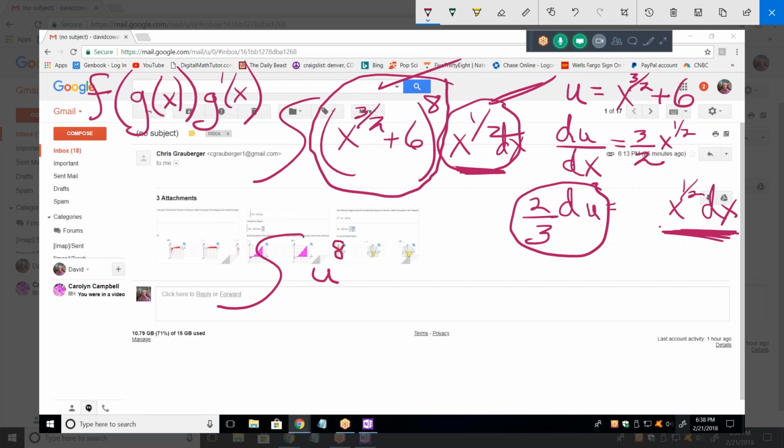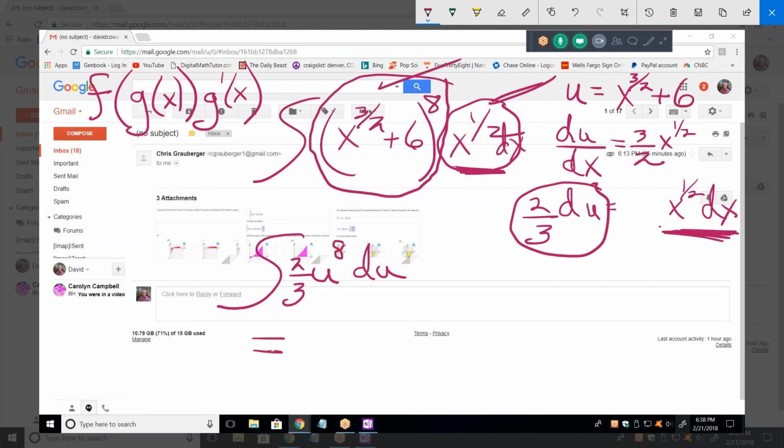That's the only reason we're using u substitution here, because of that 8. Otherwise, we could multiply this polynomial together and just do it as a polynomial. So that's going to be times 2/3 du. I'm going to put the 2/3 there, and I'm going to put the du there. And now I'm off and running. Now it's a piece of cake.